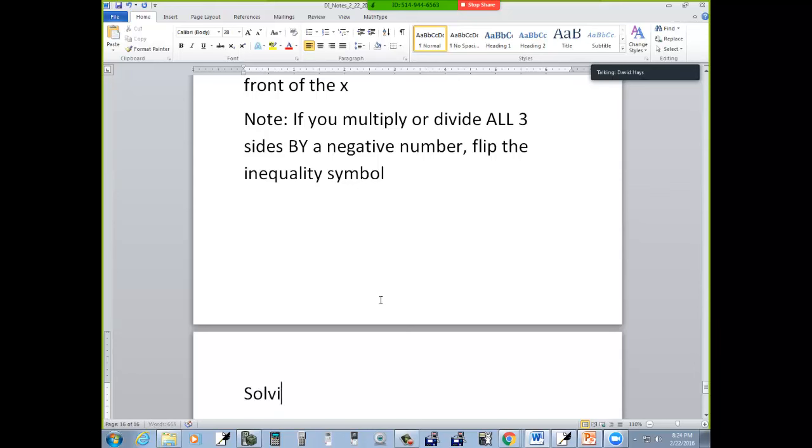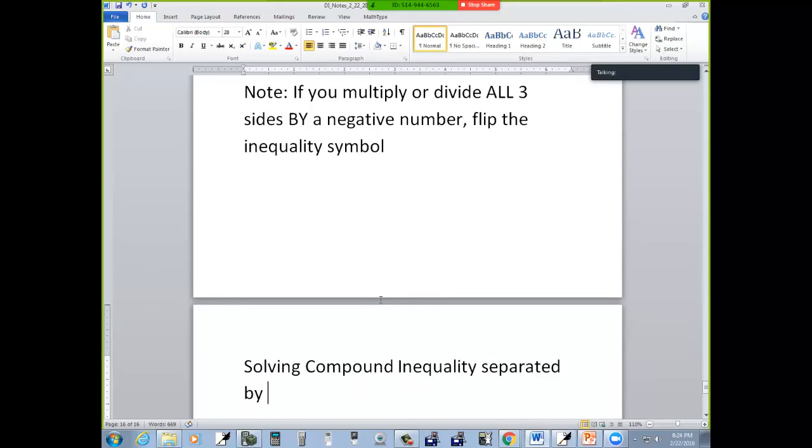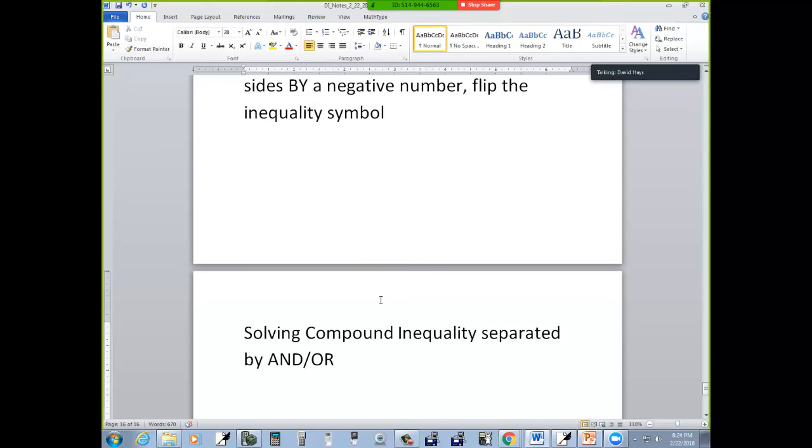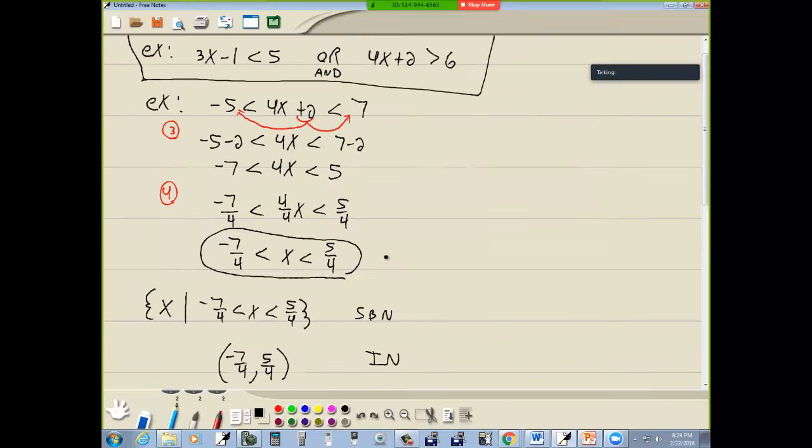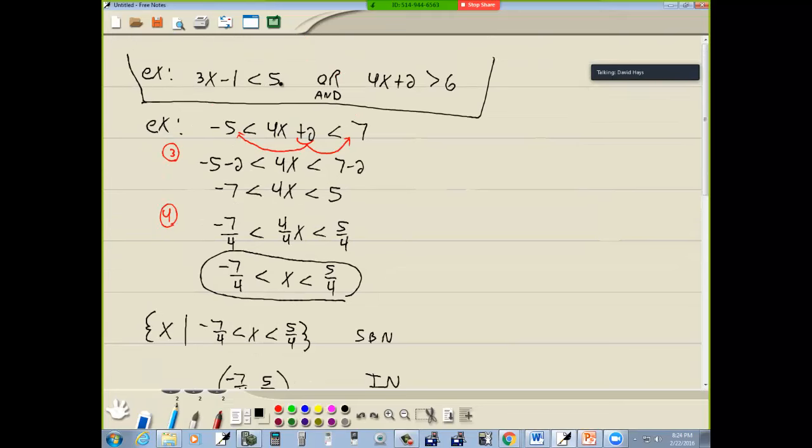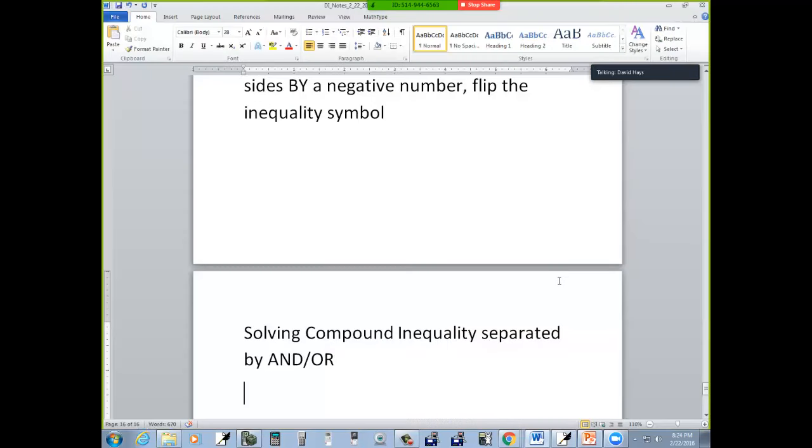Now solving a compound inequality separated by and or. That's this top example here. We've got a compound inequality and it's separated by either an and or. Our first step is to solve each inequality separately.